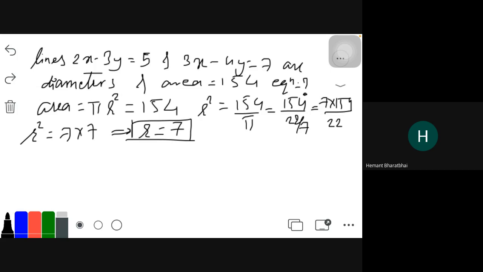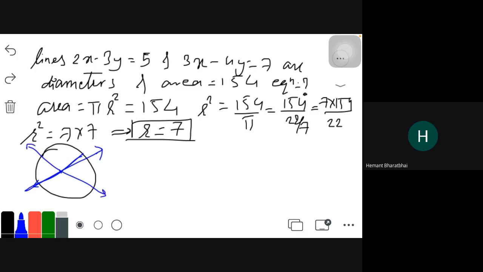Now what we need is the center. How will we get the center? There is this circle and there are these two lines which are diameters, and we know diameters always pass through the center. So if I solve these two equations, I'll get their point of intersection, and their point of intersection is going to be the center. Okay, so let's solve those two equations.